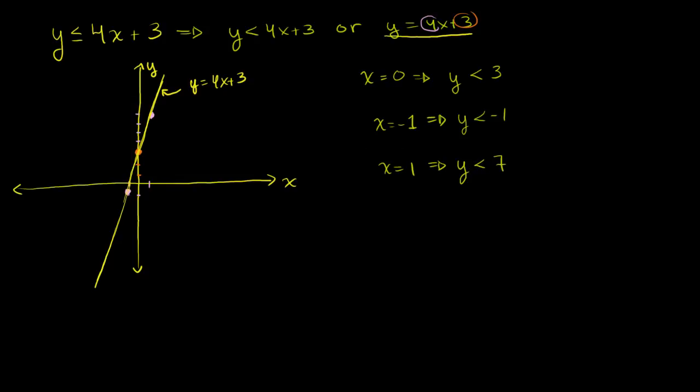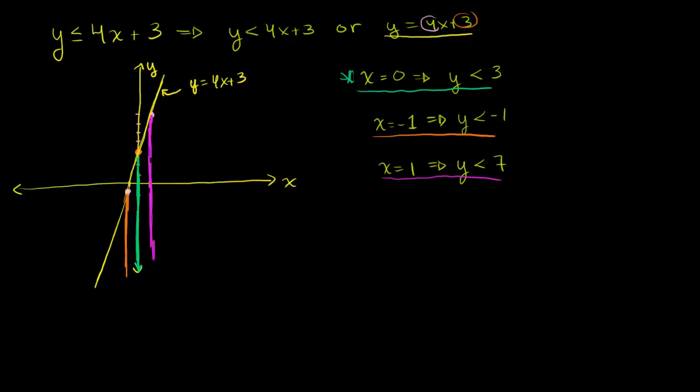So let's plot this one first. When x is equal to 0, y is less than 3. So it's all of these points here that I'm shading in green. Satisfy that right there. If I were to look at this one over here, when x is negative 1, y is less than negative 1. So y has to be all of these points down here. When x is equal to 1, y is less than 7. So it's all of these points down here.